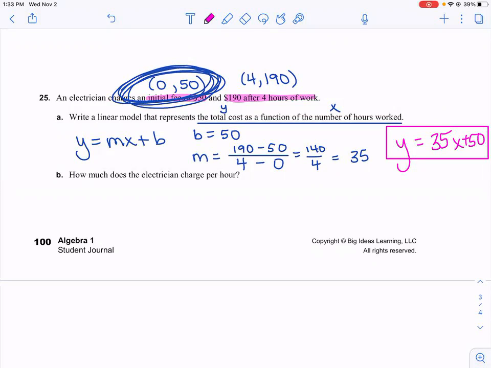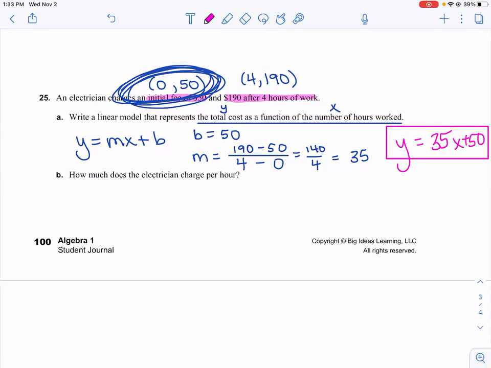How do they know that 35 is per hour? Because we took the initial fee and then how much we charged for 4 hours, and then we divided that to get basically the structure. So if you go back to check that, that would probably work. So this is slope, right?